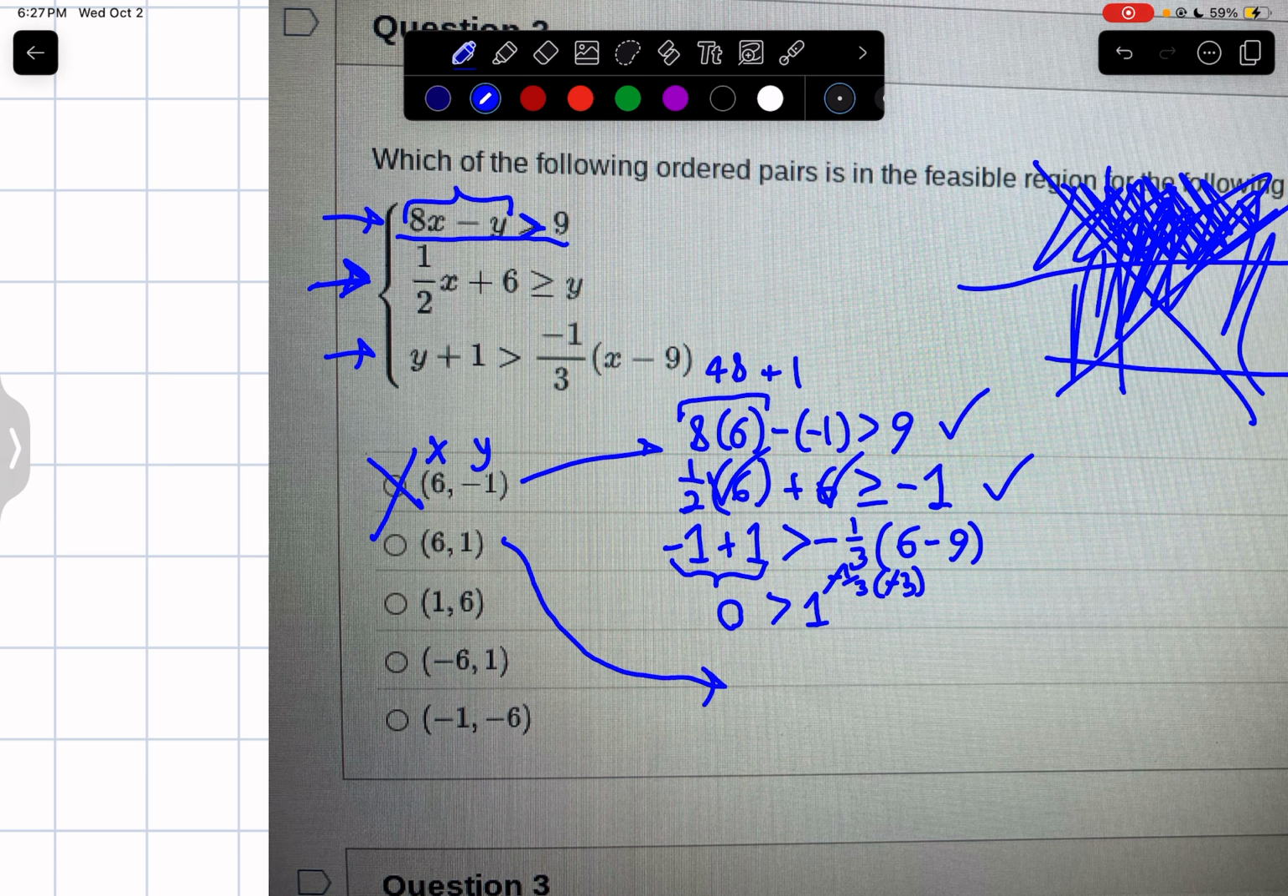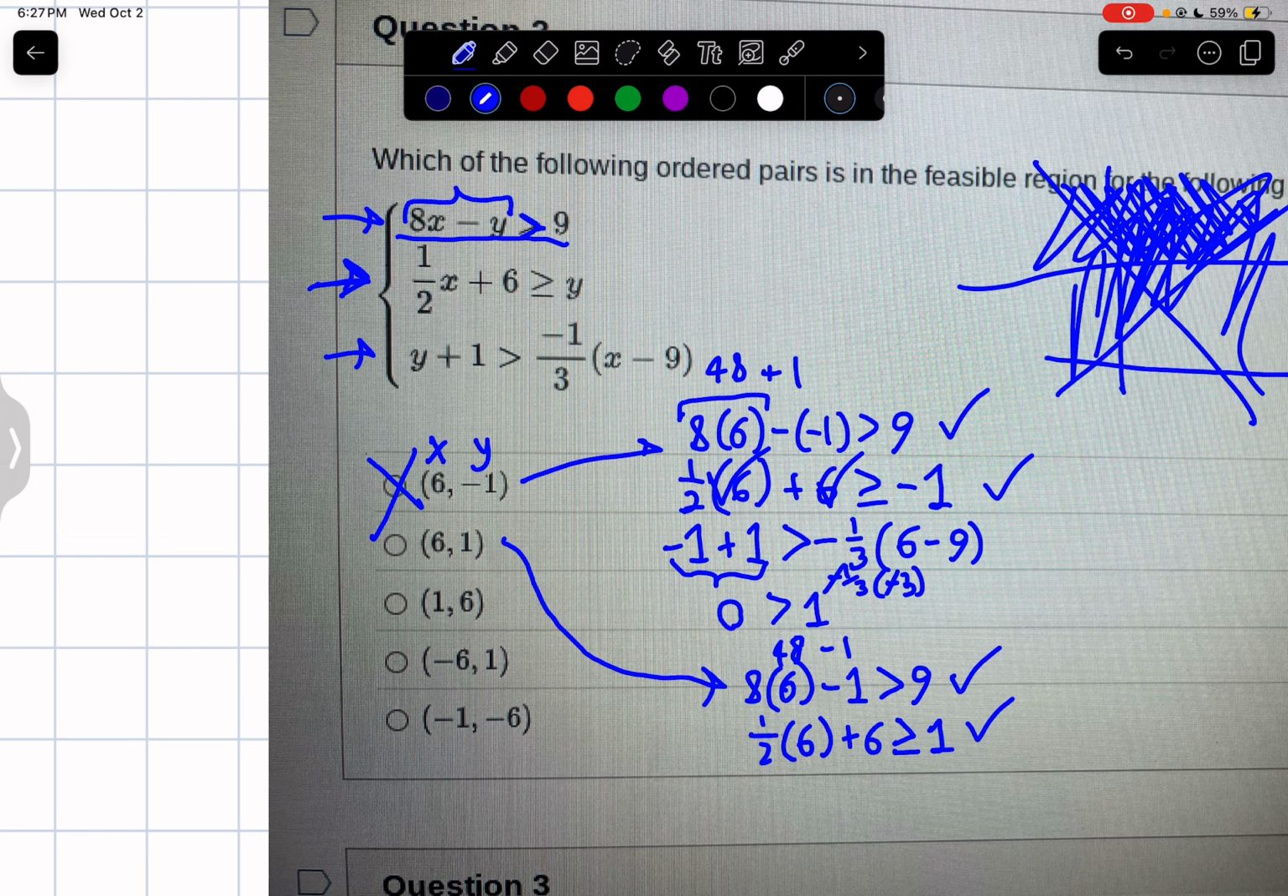All right, now repeating for answer choice B. Like I said, it could be tedious, but again, we're just crossing our fingers and hoping to get lucky. So the first inequality, 8 times 6 minus 1 should be greater than 9. Again, I know that's true right away, 48 minus 1. Okay, 1/2 times 6 plus 6 should be greater than or equal to 1. Again, I know right away that's true.